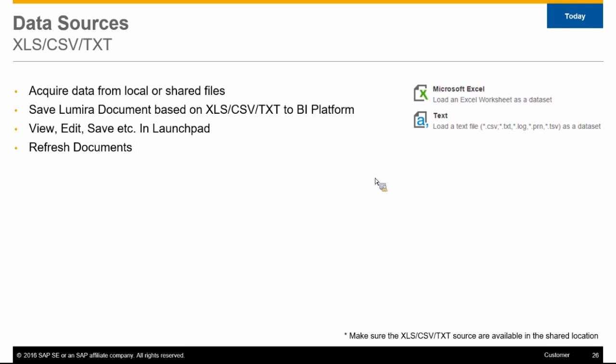There is connectivity to Excel, CSV, text, log files, and different types of other text files. You can connect to these sources, whether they are local or on a shared location. You can save these documents to the BI platform, and as long as the shared location is accessible from the BI platform server, you would also be able to refresh these documents for these sources.